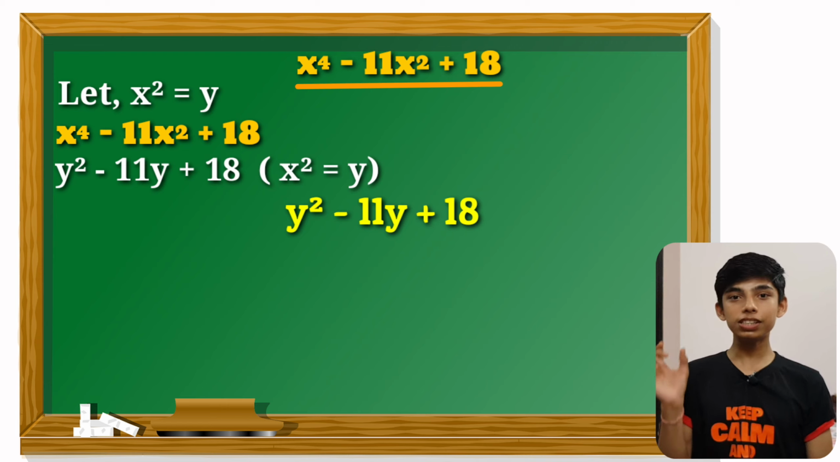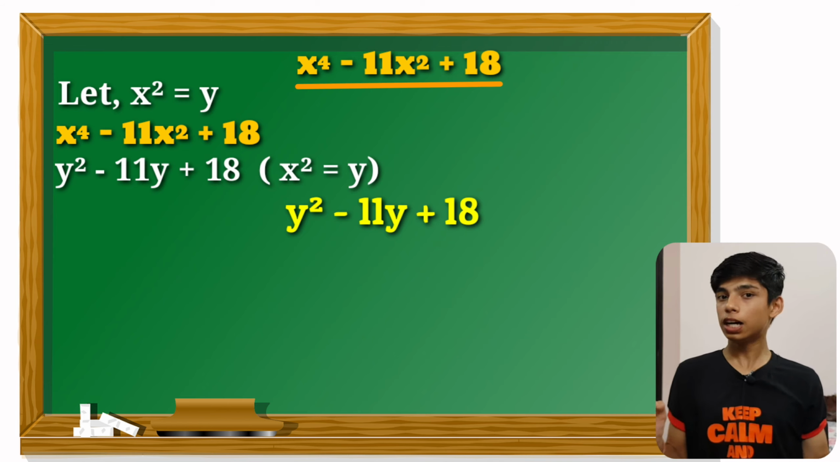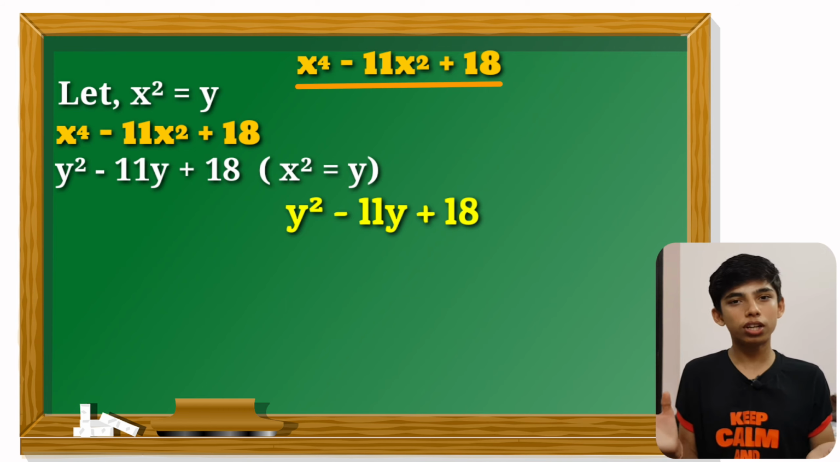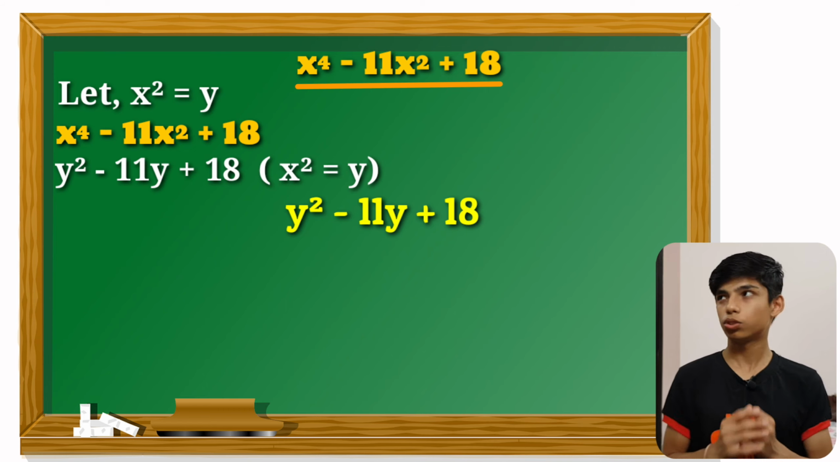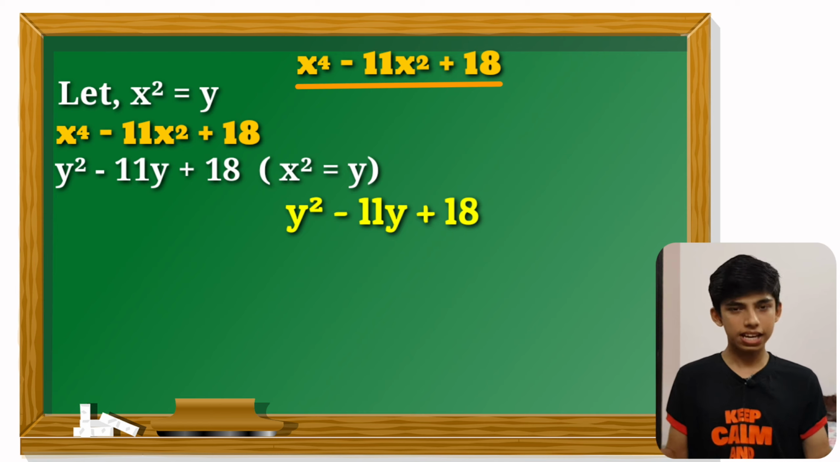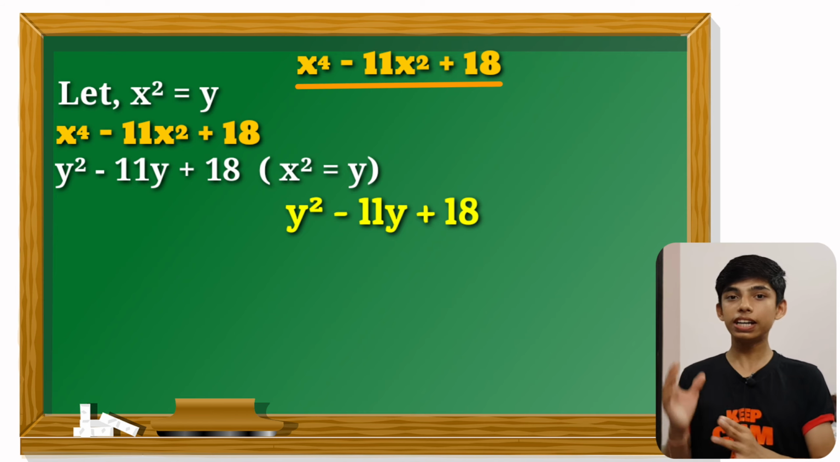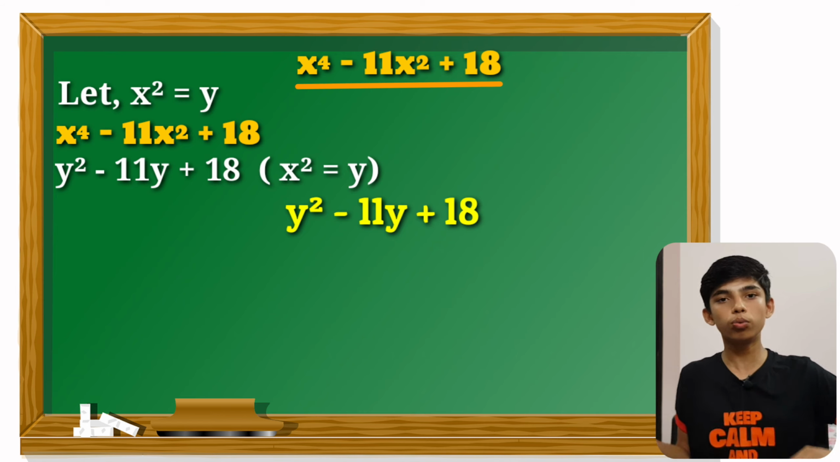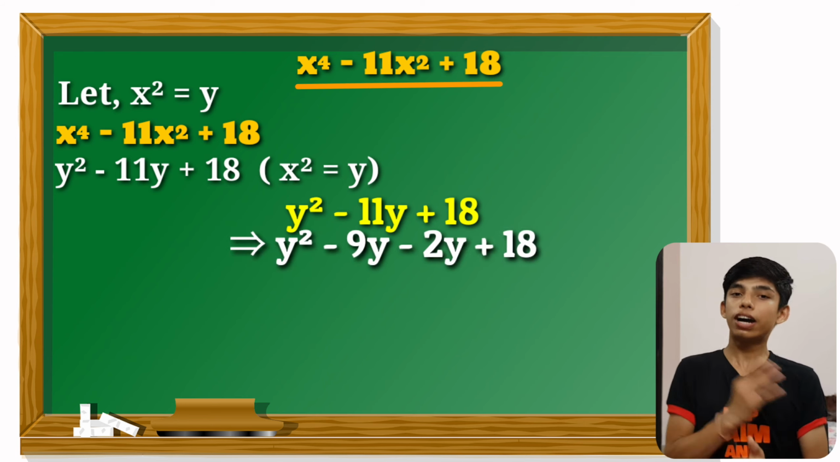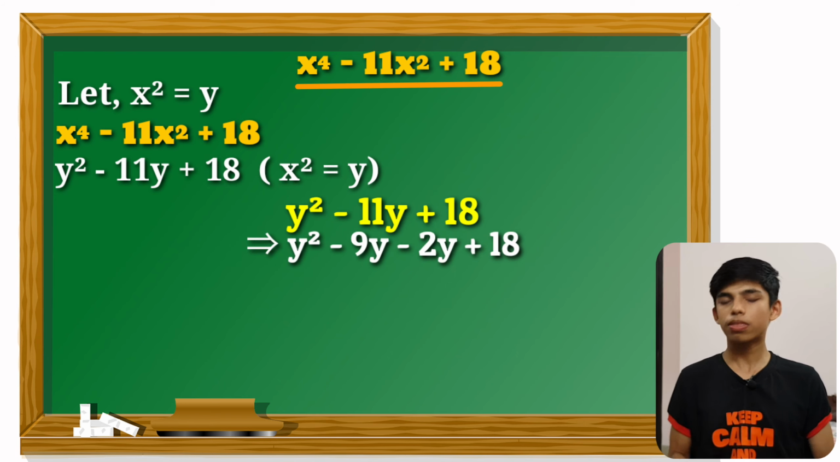So our middle term is minus 11. When we split it, our sum should be minus 11 and our product should be 18. So what will we get? Yes, very simple. We are going to get minus 9y and minus 2y. So we can write this as y square minus 9y minus 2y and then plus 18.